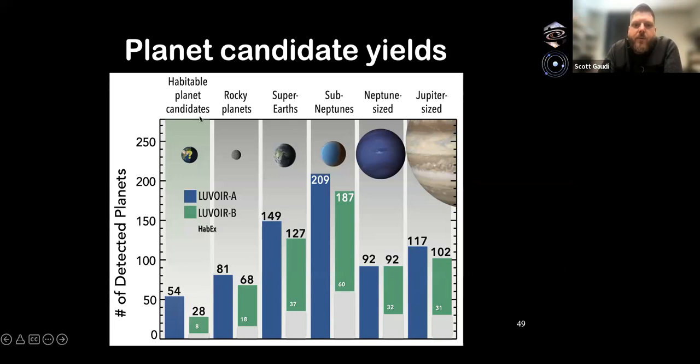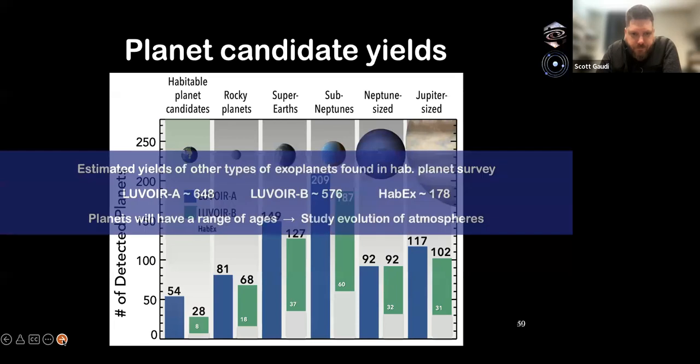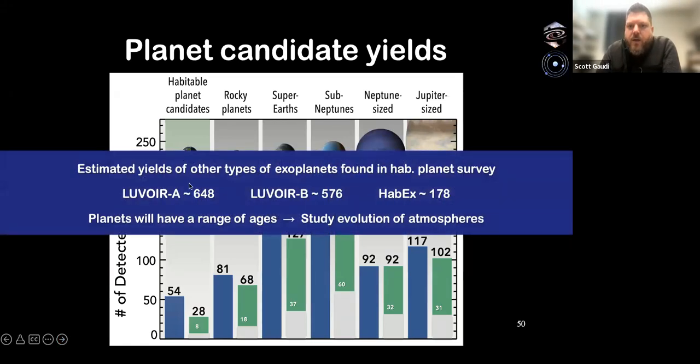But for the habitable planet candidates, the yields for LUVOIR A were 54, LUVOIR B 28, and Habex 8, with substantial uncertainties, of course. Although in all three cases, the probability of not being able to characterize any potentially habitable planet candidates was extremely small. And so these are the yields of all kinds of planets with characterized spectra.